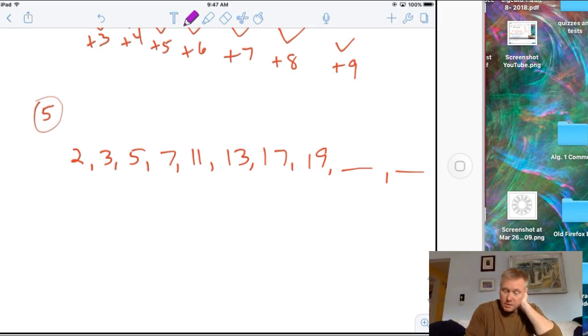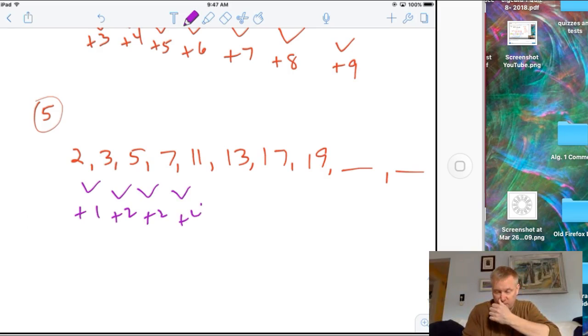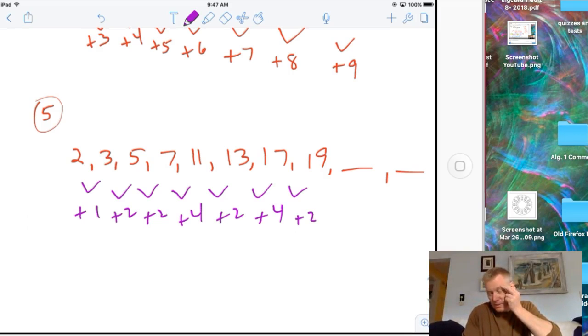This is an interesting one. You can sit here and go like, that's plus 1, that's plus 2, that's plus 2, that's plus 4, that's plus 2, that's plus 4, that's plus 2. Good luck with that one. You can sit there for a long time, and people have spent years on this one. This is actually the set of prime numbers.